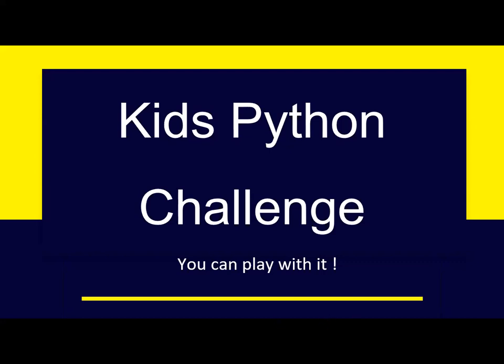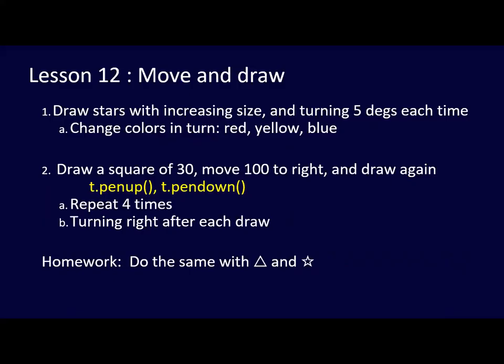Last time, we learned to move with pen up, and move, pen down and draw. So we can move between the draws by using forward operations. Today, we're going to learn something else to move more freely, okay? So anyway, let's finish the homework. Do the same with triangle and star. It's not a big deal.